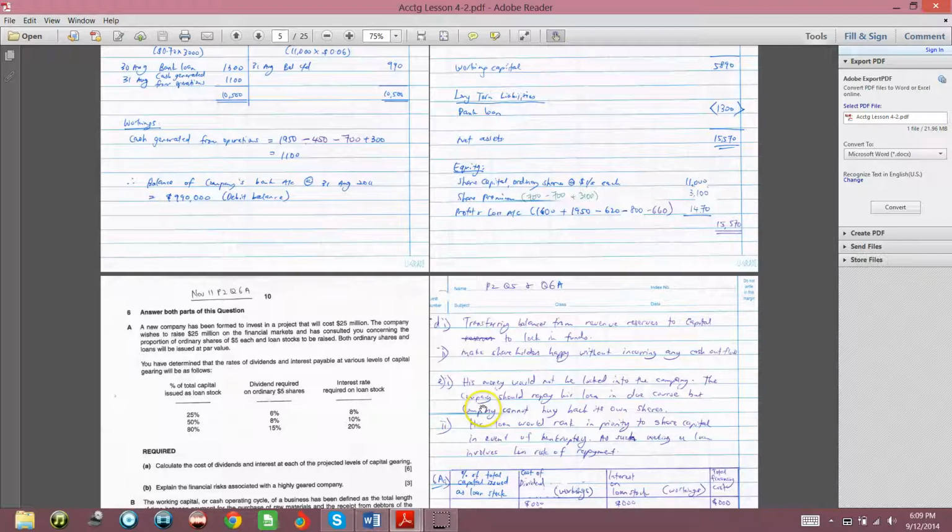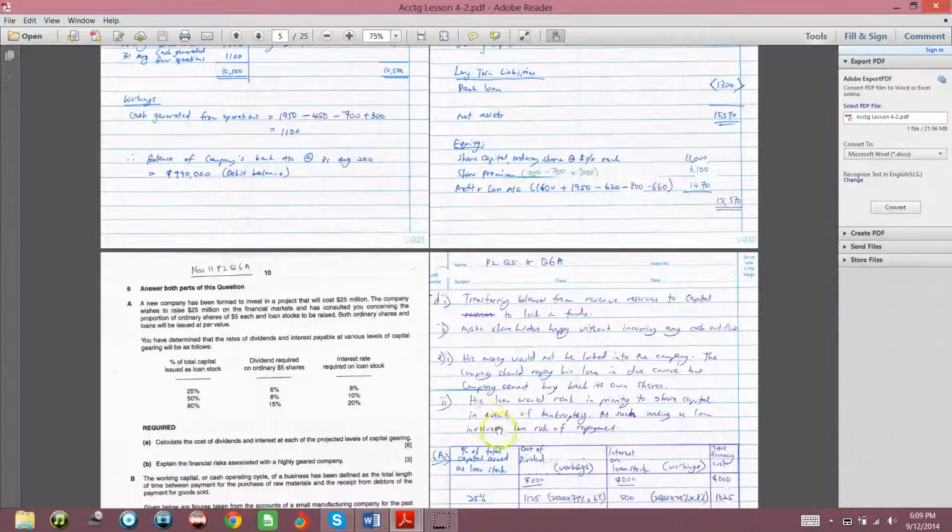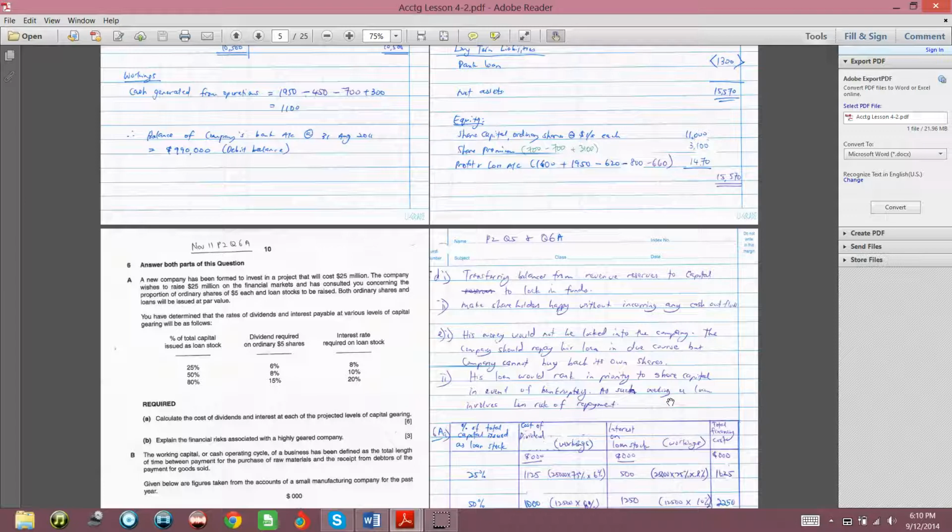So that's my answer here: his loan would rank in priority to the share capital in the event of bankruptcy. As such, making a loan involves less risk of repayment. In case of bankruptcy, the loan holder will get back all the money first. The company will pay off all the loans and all the outsiders first, then the balance will be divided among the ordinary shareholders.